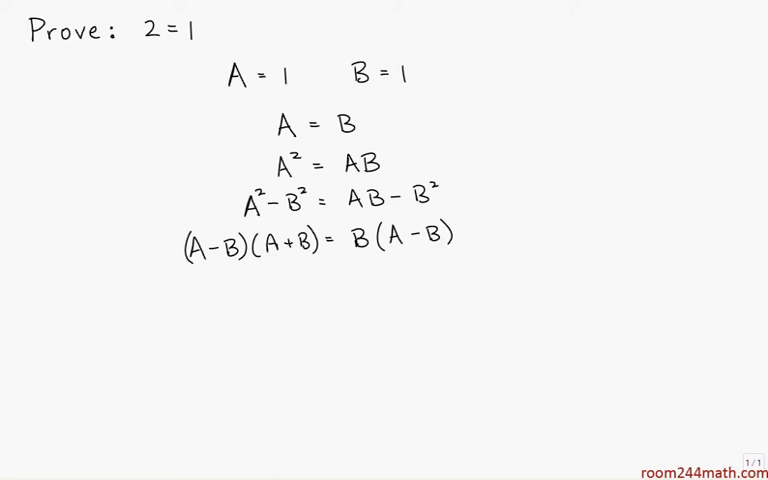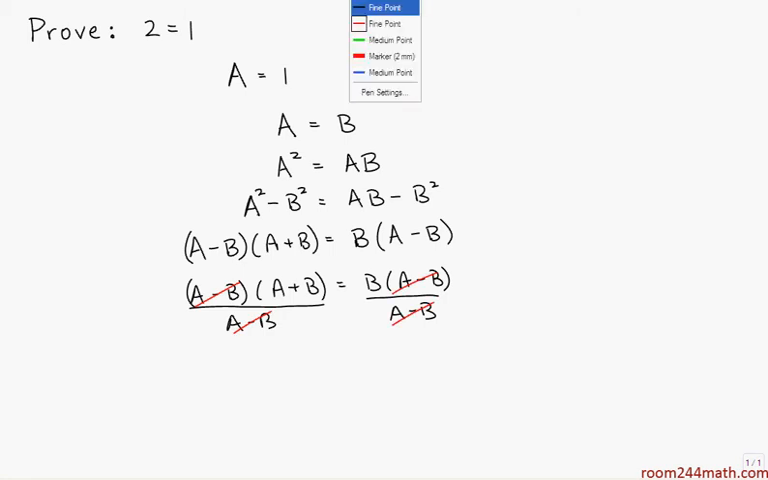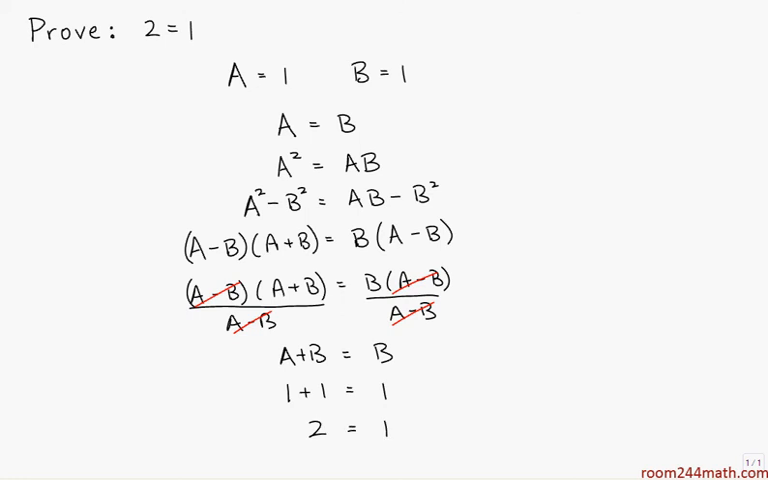Now there's that common factor of a minus b on both sides. So if I divide both sides of the equation by a minus b, I'll divide the left-hand side by a minus b, and I'll divide the right-hand side by the same a minus b. Then clearly I can simplify the left-hand side, and I can simplify the right-hand side, and I get a plus b on the left and b on the right. Well, a is equal to 1, b is equal to 1, and therefore I have proved that 2 is equal to 1. QED is a little Latin phrase, quod erat demonstrandum, which stands for that which was meant to be proved. So I've shown that 2 equals 1.